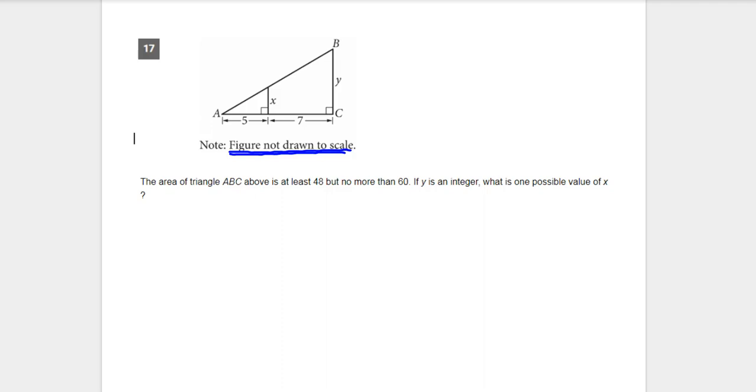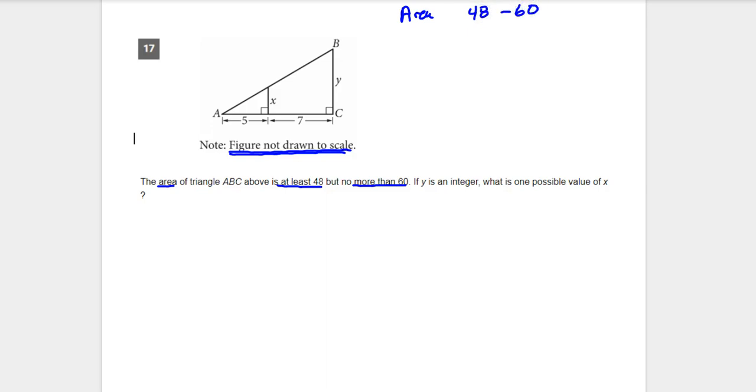So it says the area of the triangle above is at least 48, but no more than 60. So that's my first clue. The area is somewhere between 48 and 60.